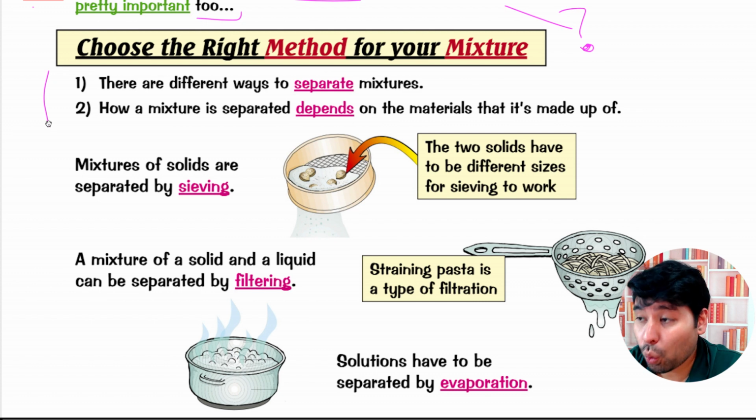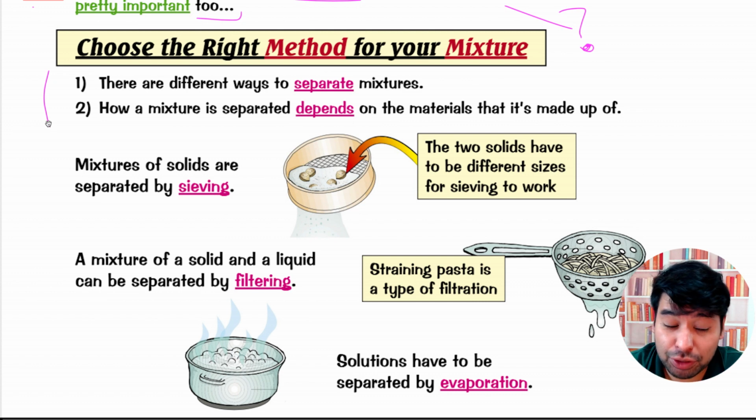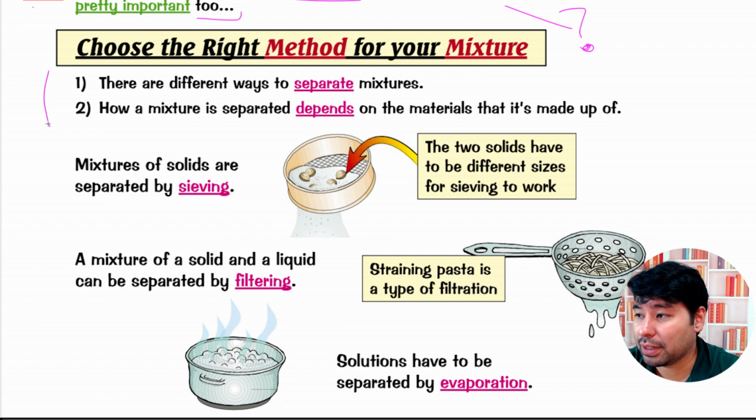There are different ways to separate mixtures. Okay, I want to separate, I want to put them apart. So how am I gonna do that? Number two, how a mixture is separated depends on the materials that it is made up of. So we have many ways to do that, but the ways that we're gonna apply depend on what kind of material they are made of, de que tipo de materiais eles são feitos, okay?